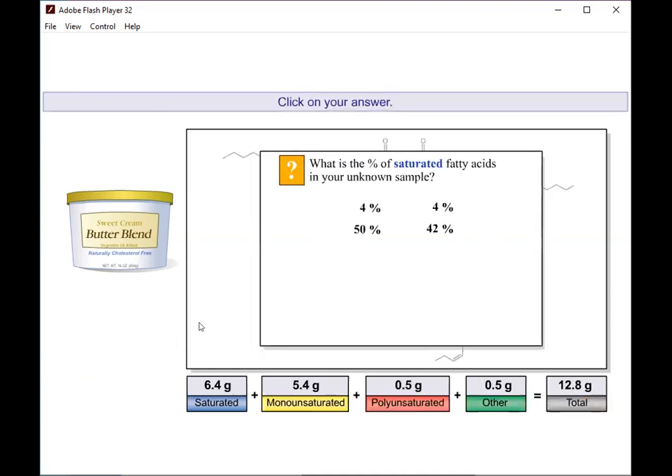Okay. So if we want to figure out the percentage, remember you take the portion and divide it by the total to get the percentage. Let me get my calculator again. So for the saturated fatty acid, this is 6.4 grams, and the total is 12.8. So I'm going to take 6.4 divided by 12.8 times 100%, and that's 50%. Okay. So you could do this for the saturated, the monounsaturated, polyunsaturated, and other to get all the percentages. And that adds up to 100, just like we did on the worksheet.